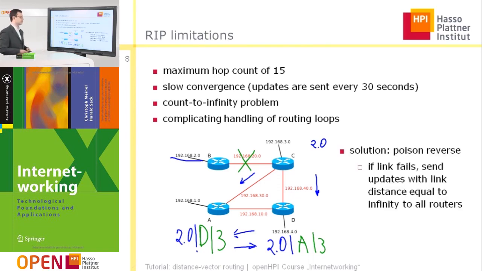To avoid such a situation, there is a special technique called poison reverse. If a link fails, router C should not stop sending updates for the networks connected through this link. Instead, it should send the updates with a distance equal to infinity to all routers. In this case, routers A and D will correctly update their routing tables and also set the distance to this network to infinity.